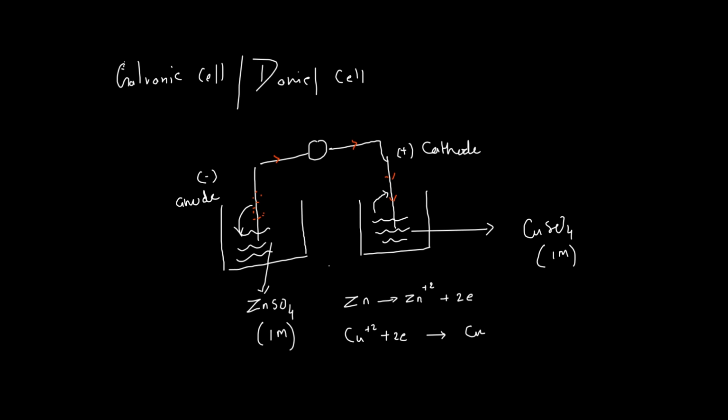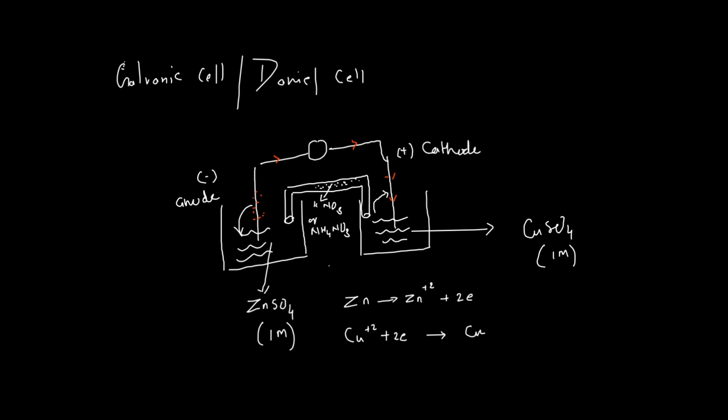During this process we have to maintain neutrality in the solution, so we need a salt bridge, which is a U-tube like this. Here we have cotton balls, and it is filled with agar-agar or a gel solution of a strong electrolyte like KNO3, or else you can say ammonium nitrate.